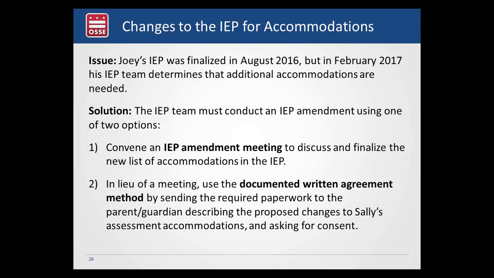So if you have a meeting, that's where you get together, talk about it, do the paperwork. But instead of a meeting, in SEDS, you fill in the information, print it out, send it to the parent, parent looks at it, signs off on it, sends it back, and then you can go ahead and finalize that amendment in SEDS without having a meeting. Just make sure you fill out the right paperwork in SEDS for that. So if you're doing something simple, like just adding another accommodation, you should not have to have a meeting for that purpose. You can have a meeting if you want, but you don't have to for something simple like adding or removing an accommodation for assessments.